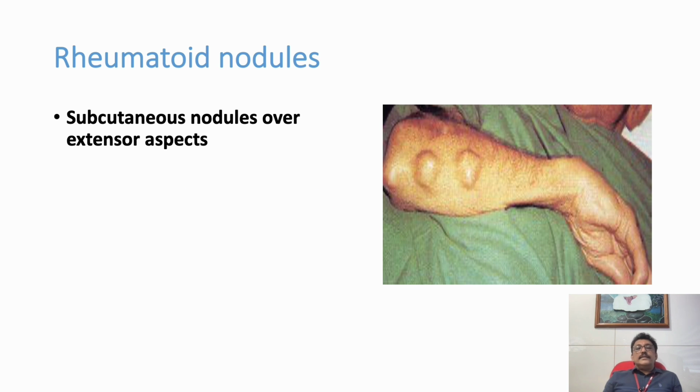Now this is one classical finding seen in rheumatoid arthritis, that is rheumatoid nodules.